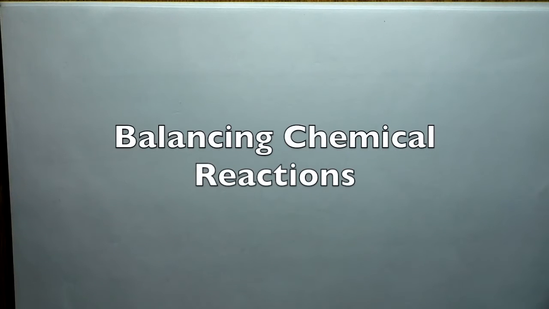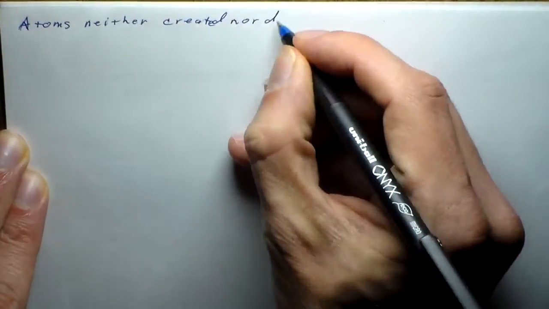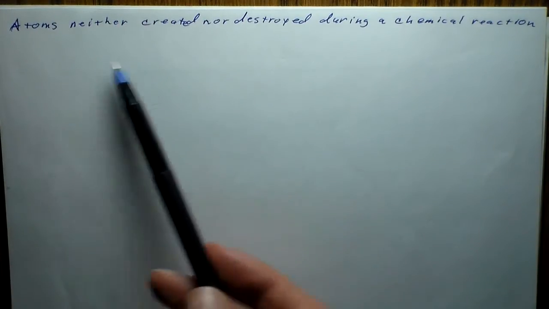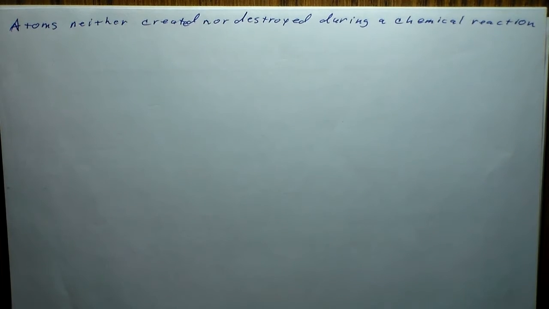Alright, so today we're going to be talking about balancing chemical formulas. So the basic thing you just have to remember is that matter is neither created nor destroyed, and also during a chemical reaction, elements do not change into other elements. So this means that we can very easily state that atoms are neither created nor destroyed during a chemical reaction.